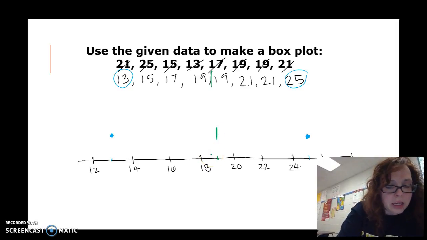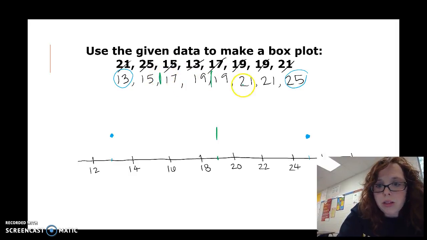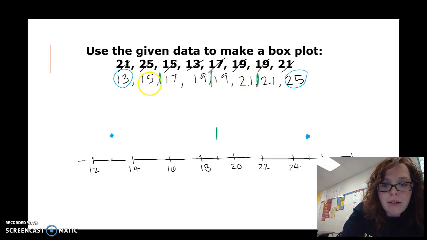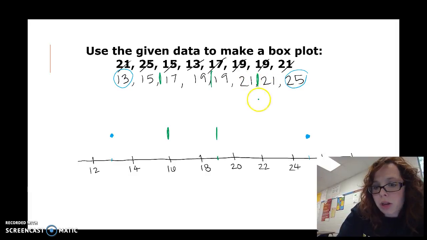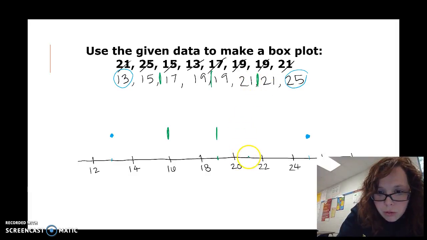And then I need to split each half in half. So 1, 2, 3, 4. I need to go between the 2nd and 3rd. And then 1, 2, 3, 4, between the 2nd and 3rd. So this half, it's between 15 and 17. You can add them and average them, or know that I'm going to take 16 because it's halfway between 15 and 17. And then on this side, it's 21 and 21. So it's going to be 21.